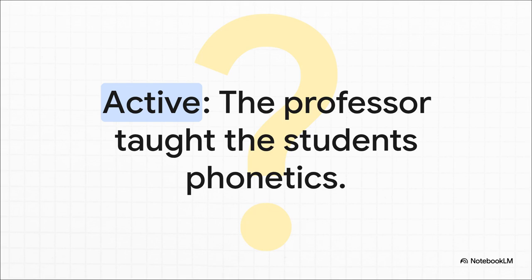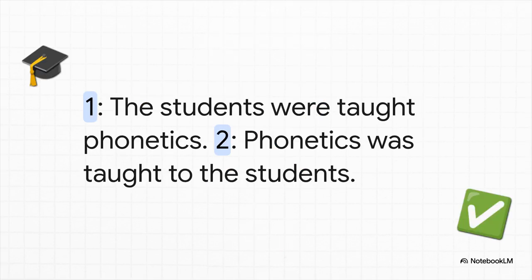Okay, for our final exercise, let's look at a strict academic setting and transform this active statement. Active: the professor taught the students phonetics. Convert this into Type 1 and Type 2. And here's the reveal. Type 1: the students were taught phonetics. Type 2: phonetics was taught to the students. Did you notice how "the students were taught phonetics" completely shifts the focus to the learners and the subject matter? It removes the individual professor from the equation, which is exactly where the focus belongs in a formal academic context.